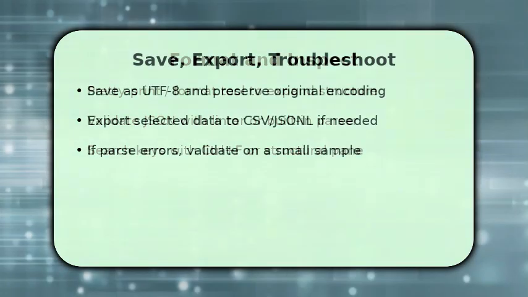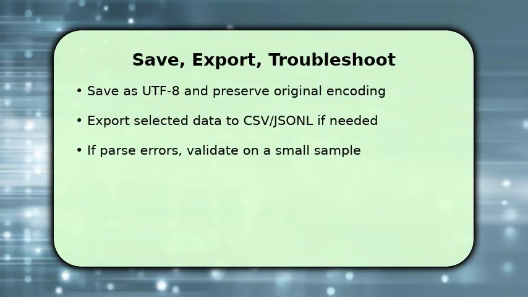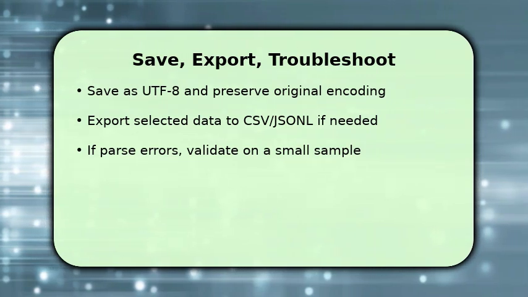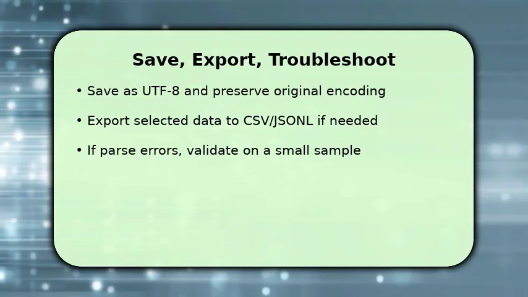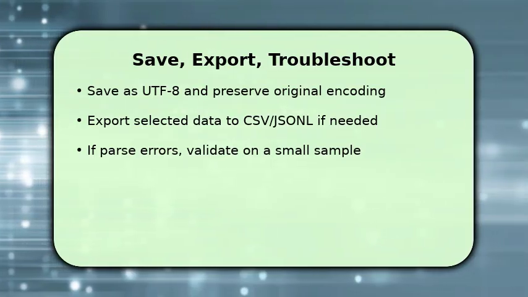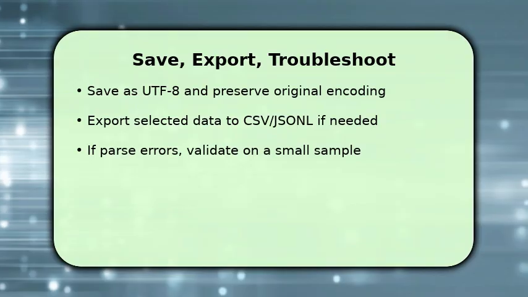Choose UTF-8 and keep a copy of the original file. If you need tabular data, export selected nodes to CSV or JSONL for spreadsheets. Once done, close temporary copies and document any transformations.